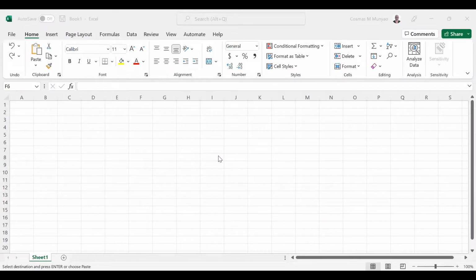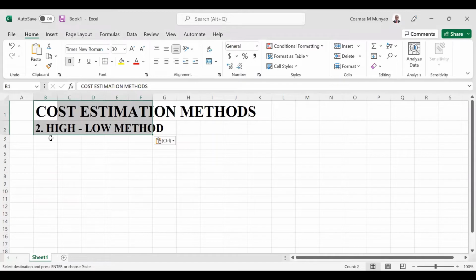I want to share with you one very important concept in cost estimation methods, and that is the high-low method. Straight away, we go to cost estimation using the high-low method. We will have this example.